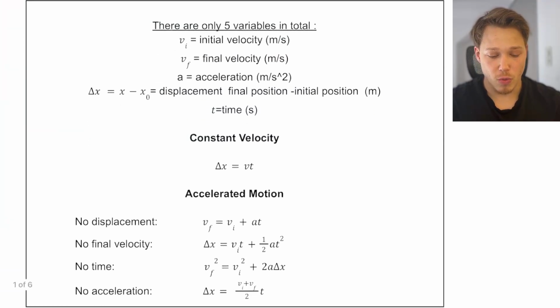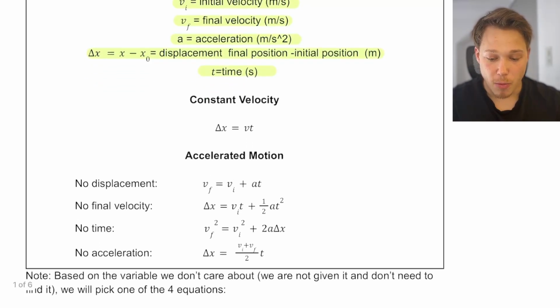So in total, we only have 5 variables: initial velocity, measured with units of meters per second, final velocity, acceleration, displacement, and time. When our motion is constant velocity, that is, our acceleration is 0, we just use this one equation right here.